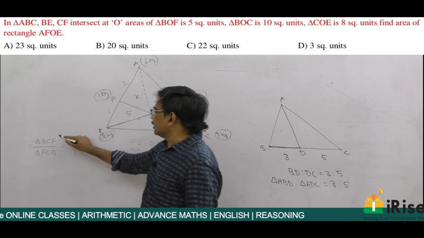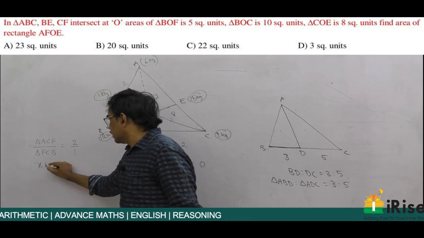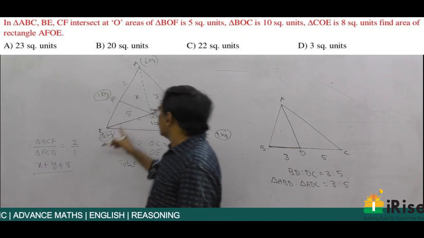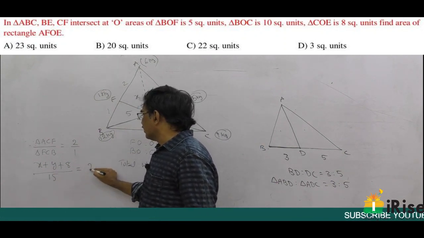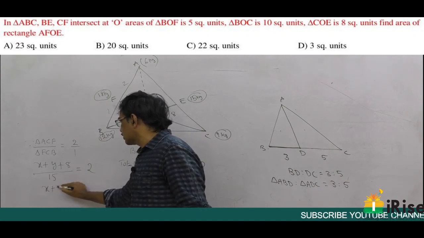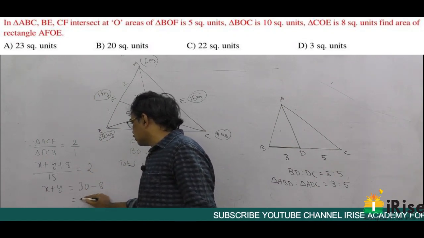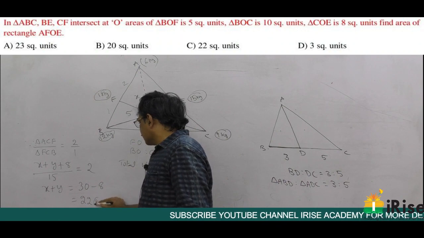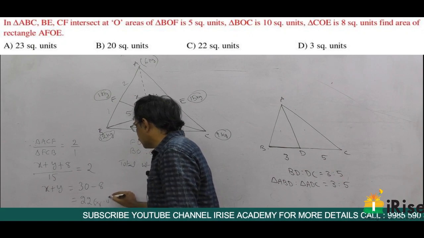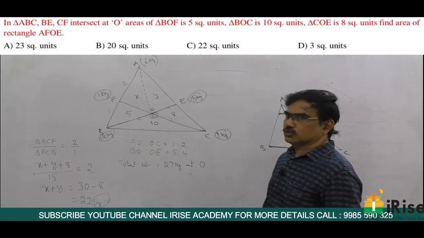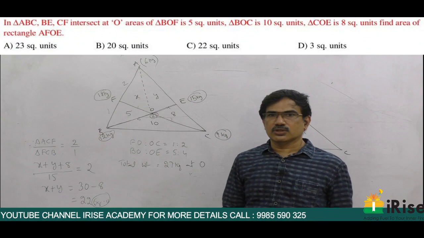So what is the area of ACF? The ACF area is x plus y plus 8. X plus y plus 8 by what is the area of FCB? 5 plus 10, 15, is equal to 2 by 1. Cross multiply. What is x plus y? X plus y is equal to 30 minus 8, which is equal to 22. Sorry, x plus y is 22 square units. So the answer is 22 square units. This total area is 22 square units.